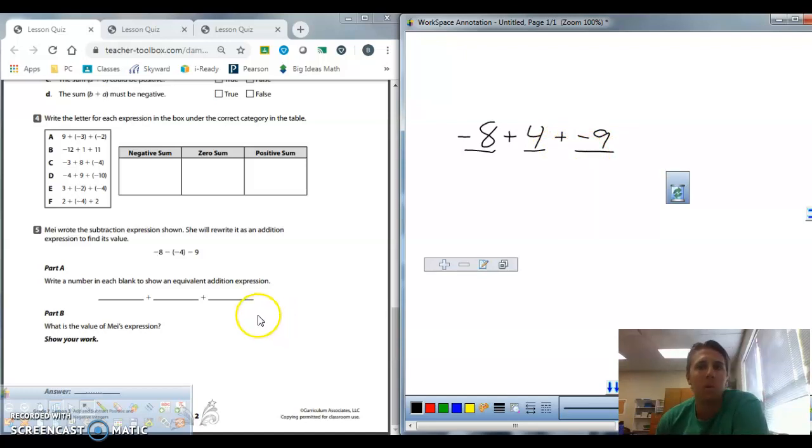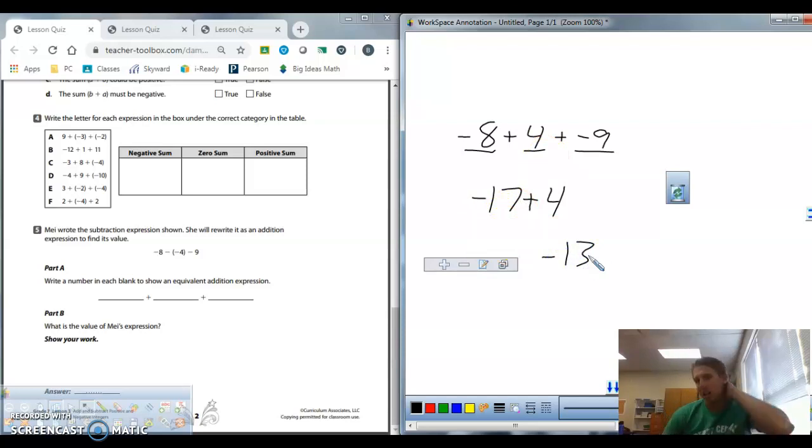Okay? And what is the value of our expression? Well, we've got a total of 17 negatives, and we've got that 4 positive, right? Negative 8 and negative 9 makes 17 negatives plus the 4 positives, and we get a total of negative 13. Okay?